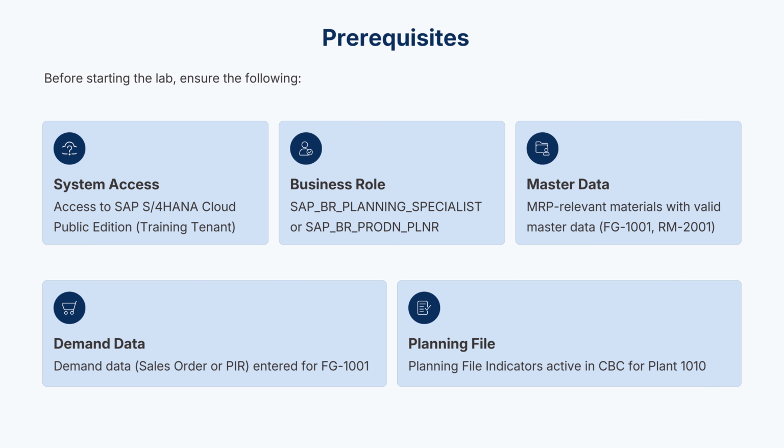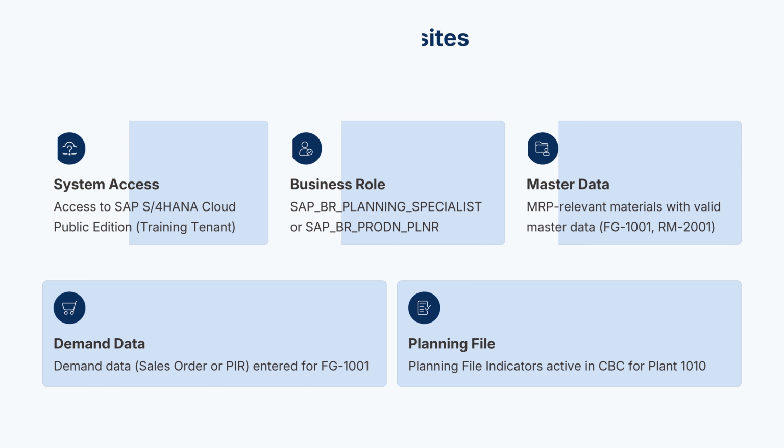Prerequisites. Before starting, make sure you have the correct setup. Your role should be SAP BR Planning Specialist or SAP BR Pro DN/PLNR. Ensure that materials FG1, RM2001, and RM2002 are maintained with valid master data and demand entries, such as PIRs or sales orders. Also confirm that planning file indicators are active in CBC for Plant 1010. Otherwise, MRP will skip these materials.